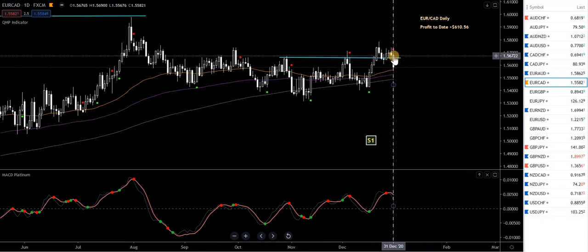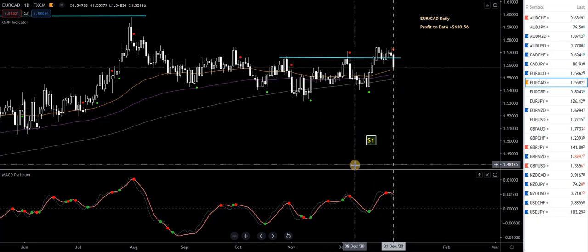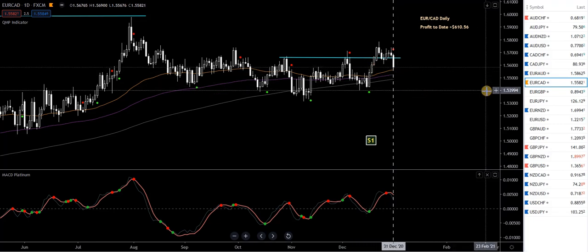So on Monday there is a sell signal, but it's not a valid one for me. It's against the trend. There's no supporting divergence, so I'm not going to take it. I'll just wait.